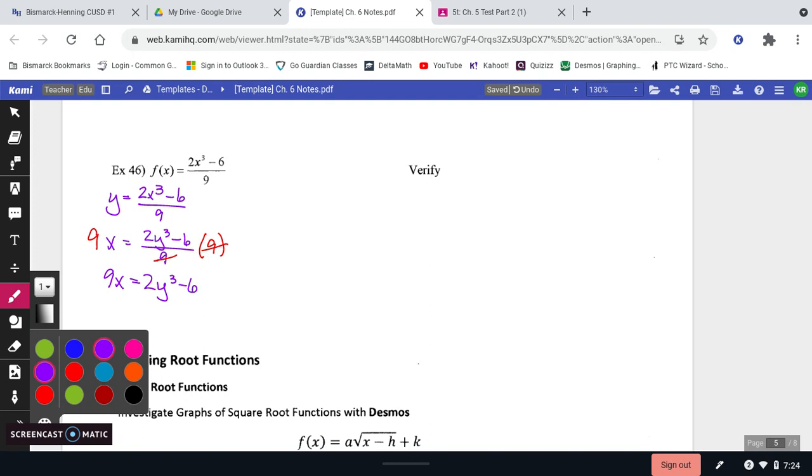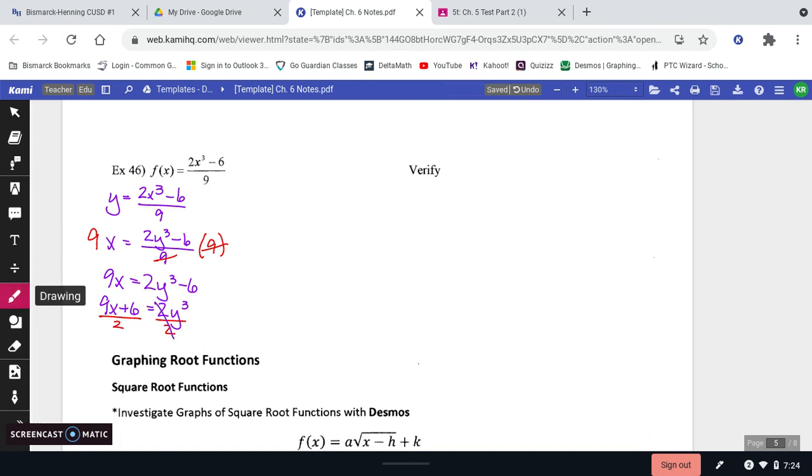So add 6 to both sides. So 9x plus 6 equals 2y cubed. Okay, now I'm going to divide by 2. So that reduces, and we get y cubed is (9x plus 6) over 2. If you want to, you can leave it as one fraction. I think I'll just leave it as one fraction, or you could separate it into two fractions. Okay, then last step here is going to be take the cube root of both sides.